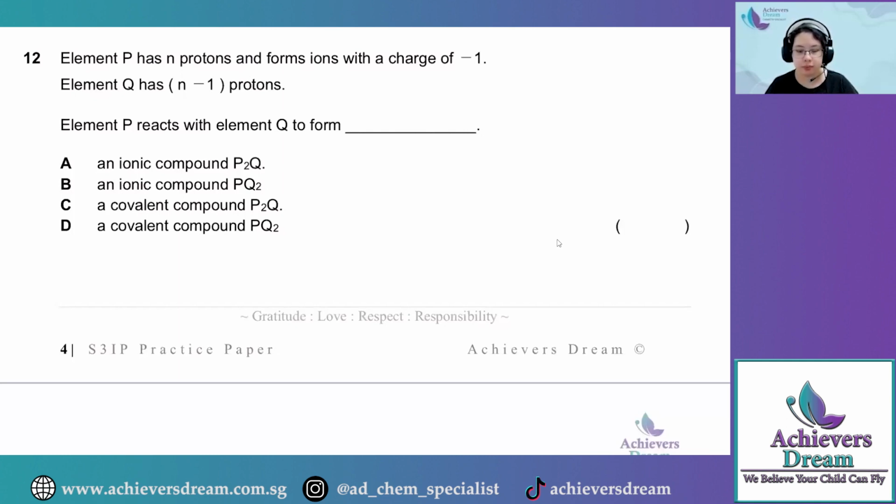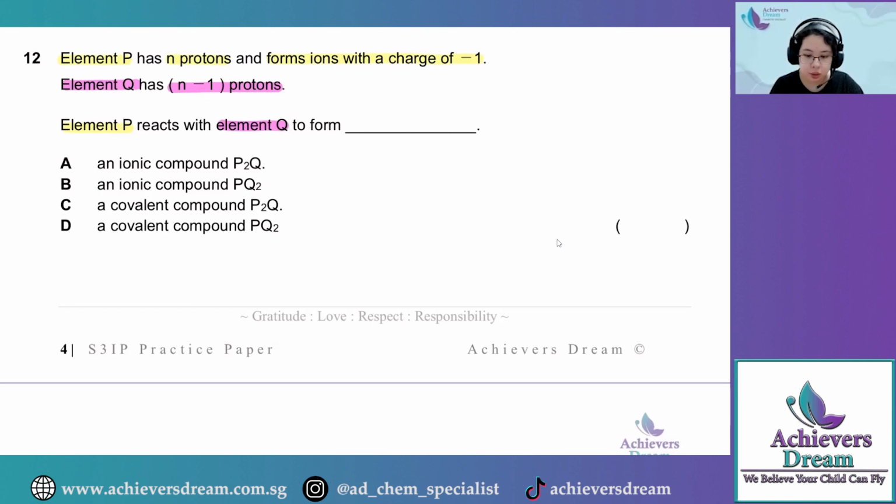Question 12. Element P has n protons and forms ions with a charge of -1. Element Q has n-1 protons. Element P reacts with element Q to form which kind of compound?